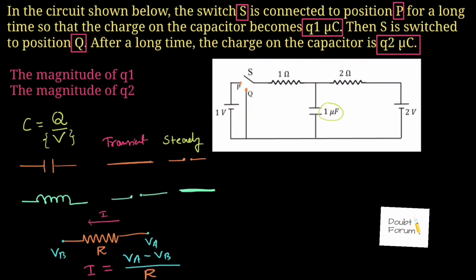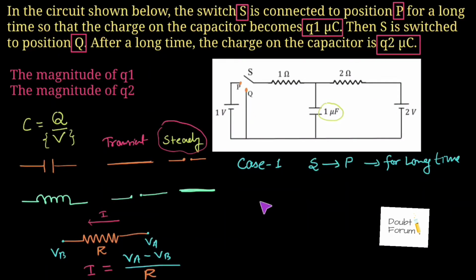Now coming to the question, as mentioned in the question, the switch S is being positioned to point P for a long time. This long time means that the capacitor which is connected here would have achieved its steady state. So what we will be doing here, we will be making it case 1. And this case is when the switch S is connected with point P for a long time. Long time means this capacitor would have achieved its steady state.